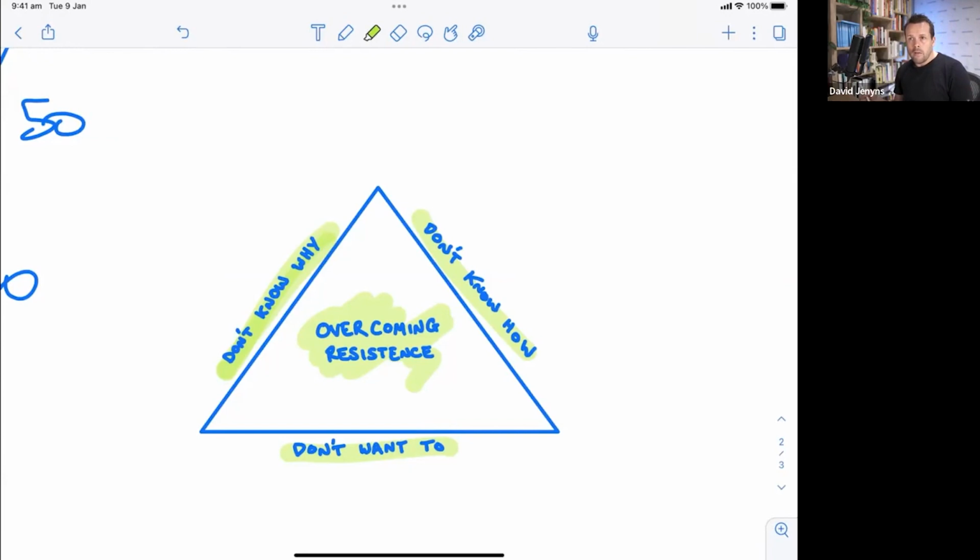So that's one of the first things you need to do: make it clear why something is important, which is why we start systems with the why, and outline those expectations. That's the first reason someone doesn't do something.